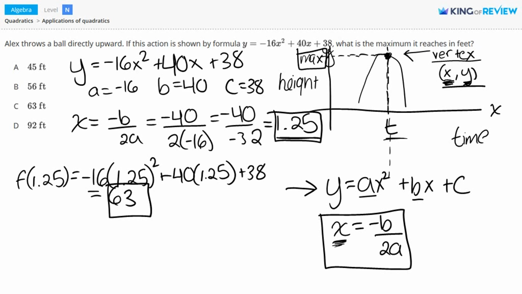So 63 is the y-coordinate of the vertex, and it represents the maximum height that the ball reaches. Letter C is correct.